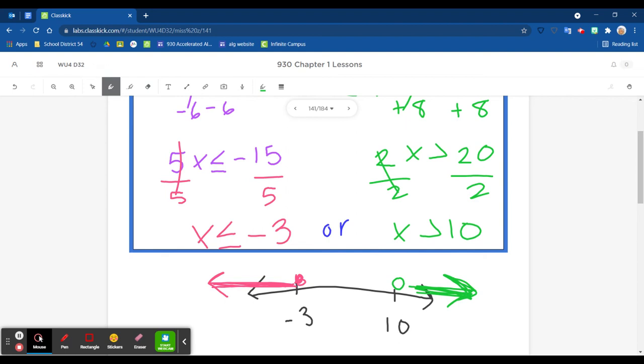So it cannot be an and because it doesn't make both of the statements true, right? One of the solutions for x is less than or equal to negative 3 could be negative 10. Negative 10, however, is not greater than 10, right? So it wouldn't fit both inequalities. It would only fit one or the other.